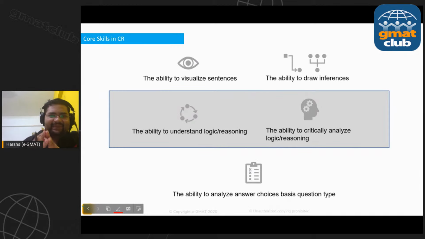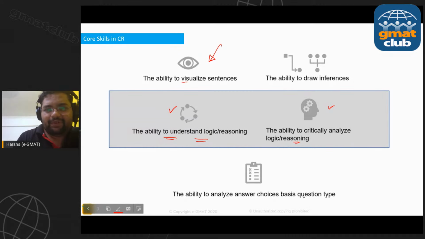Now, it's very important to understand this, because this is where the core skills actually come from. Definitely, CR at its core is a test of your ability to understand a line of logic or reasoning. It's also a test of your ability to evaluate a certain logic, to identify what is the underlying assumption, to identify the hidden paradox, to identify how to weaken a certain line of reasoning. Definitely these two are skills. But if you want to understand a line of reasoning, first you have to comprehend sentences, and that's where the ability to visualize sentences comes in.